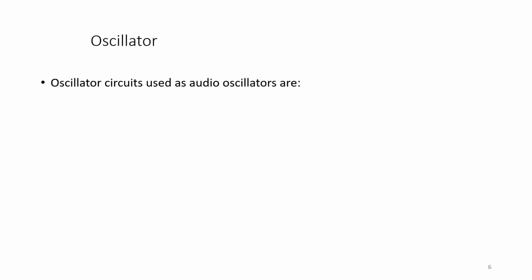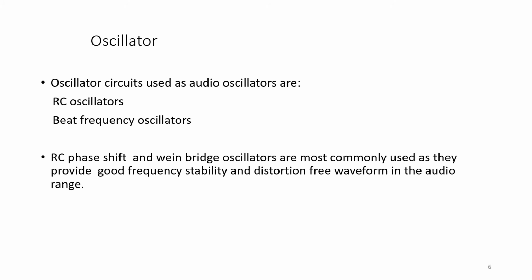These are the front panel controls of an audio frequency oscillator. To select which type of waveform we need, either sine wave or square wave, the frequency which we need, the band or the range of the frequency which we can select, that is usually from 20 Hz to 20 kHz. Next is the attenuation, that is how much amplitude we require. The oscillator circuits used as audio oscillators, we know they are RC oscillators and the beat frequency oscillators.